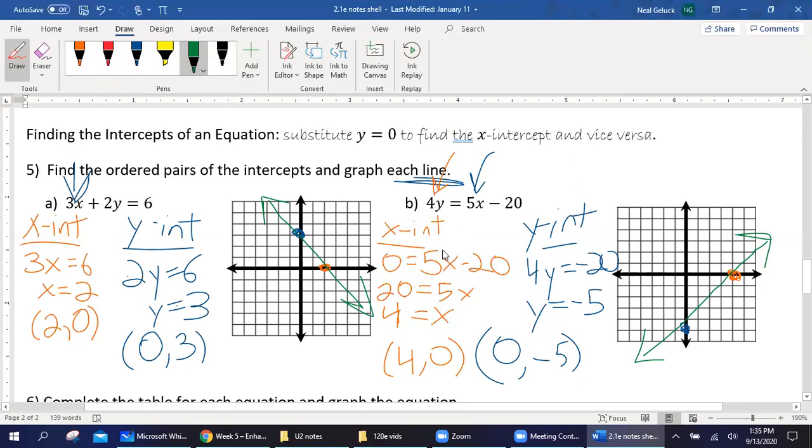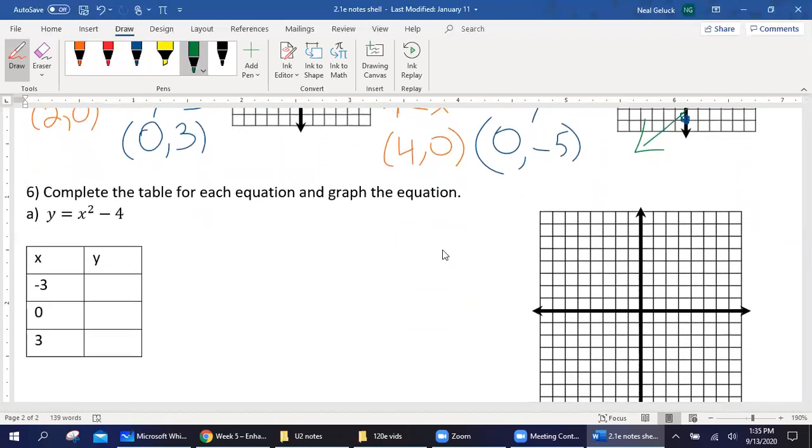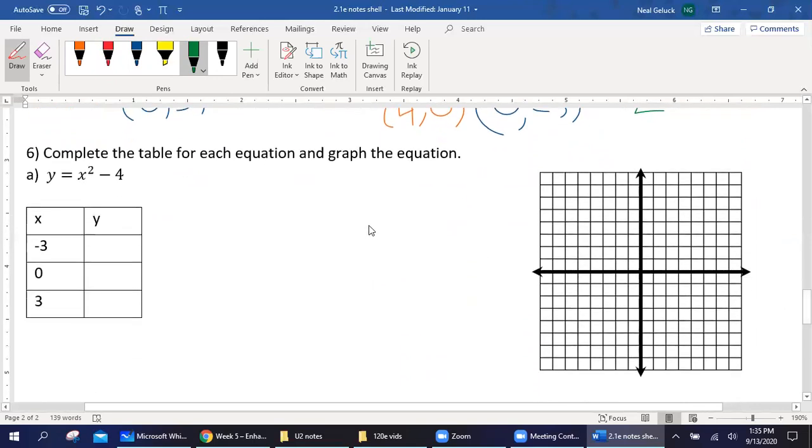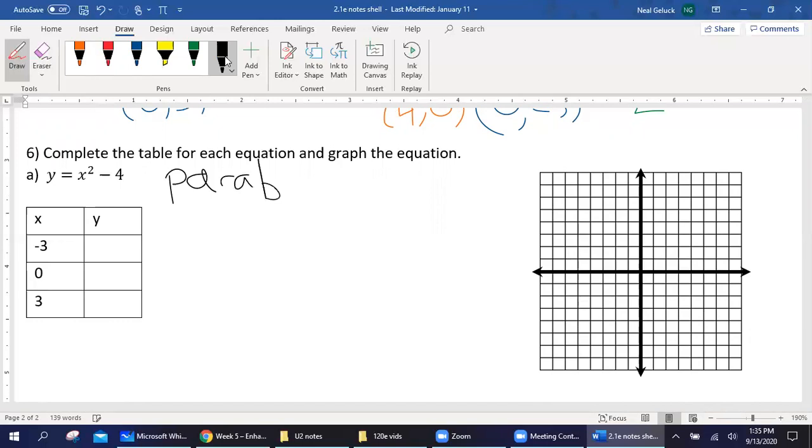Now, another way to graph stuff is to make a table. And we will learn tricks to graphing these later on in this unit. But for now, we're just going to stick with tables, which is probably the first way you learn how to graph. This is a parabola. And again, you'll learn to recognize that more later on if you don't know it. But since it has an x squared, it's a parabola.